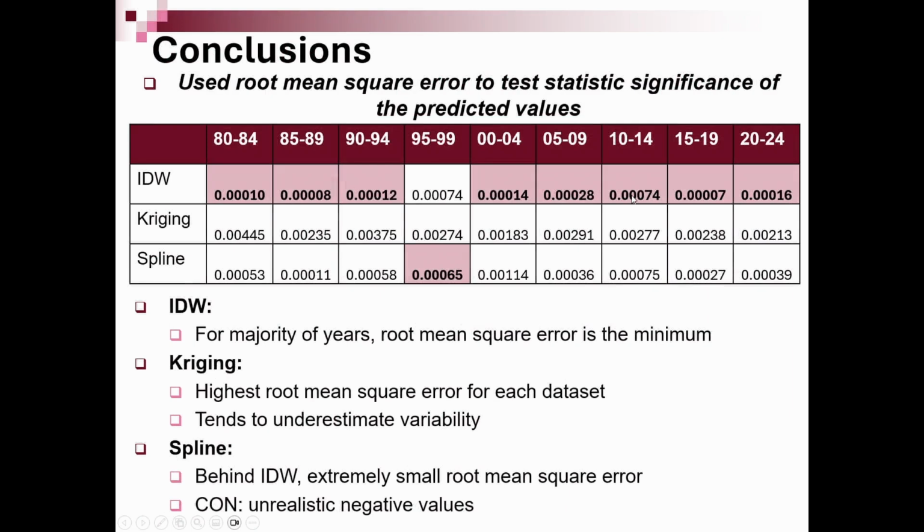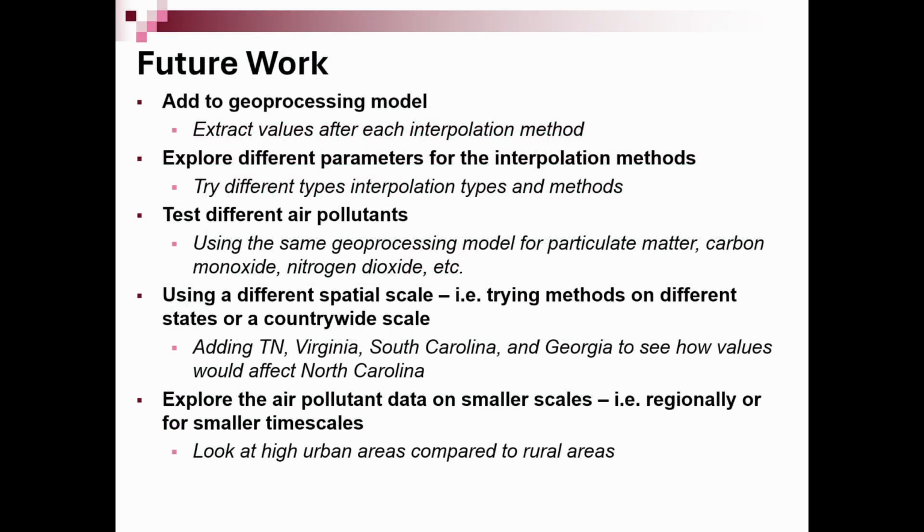And then, so overall, IDW would be the most statistically significant for displaying air pollution data in North Carolina. Some of the future work that I really want to do, so I want to add to my geoprocessing model. I really like doing that. I like that side of it and being able to run more things at once. So I want to add the extract values to each interpolation method.